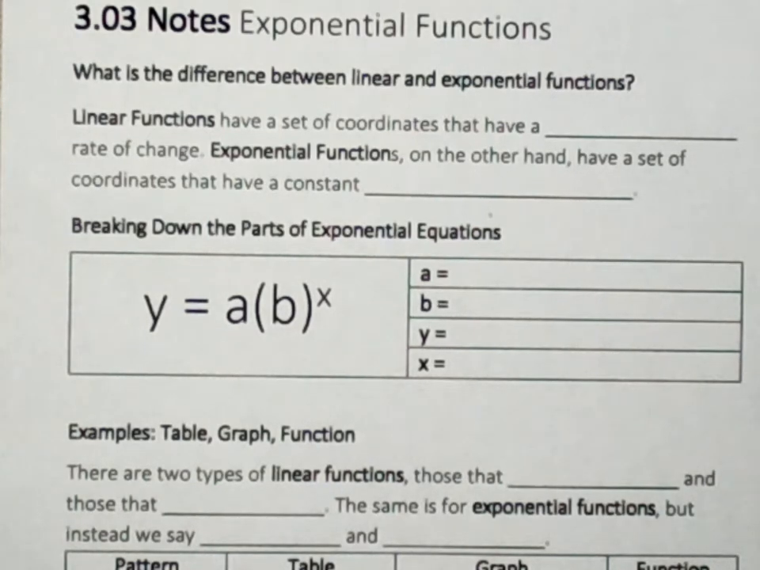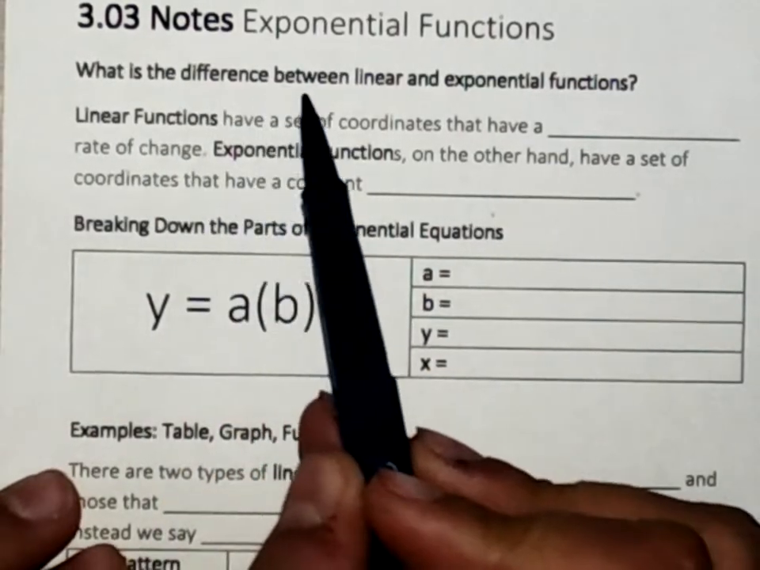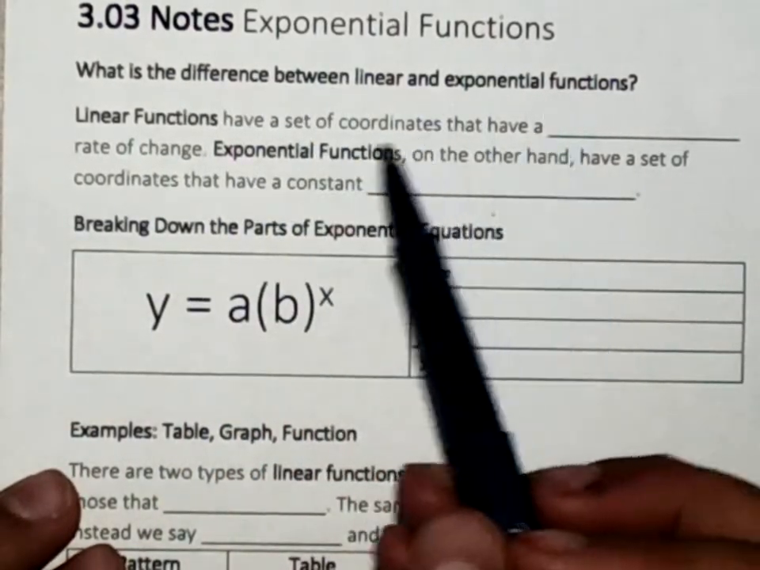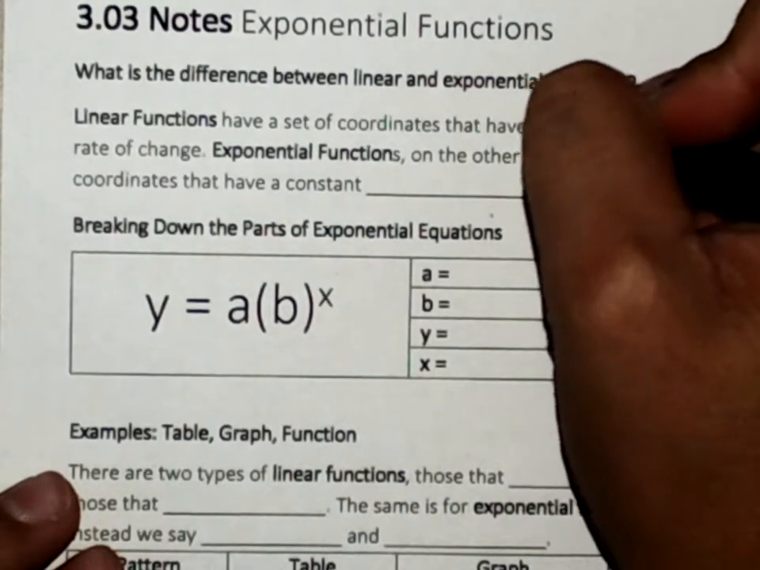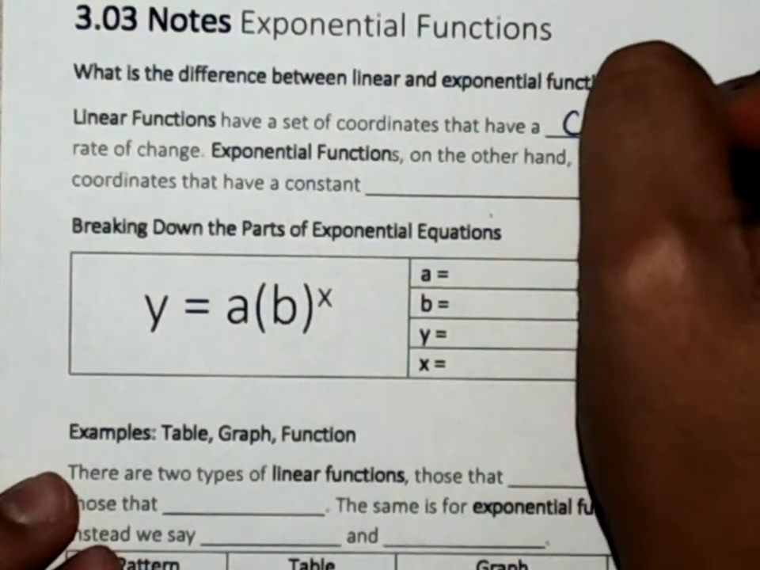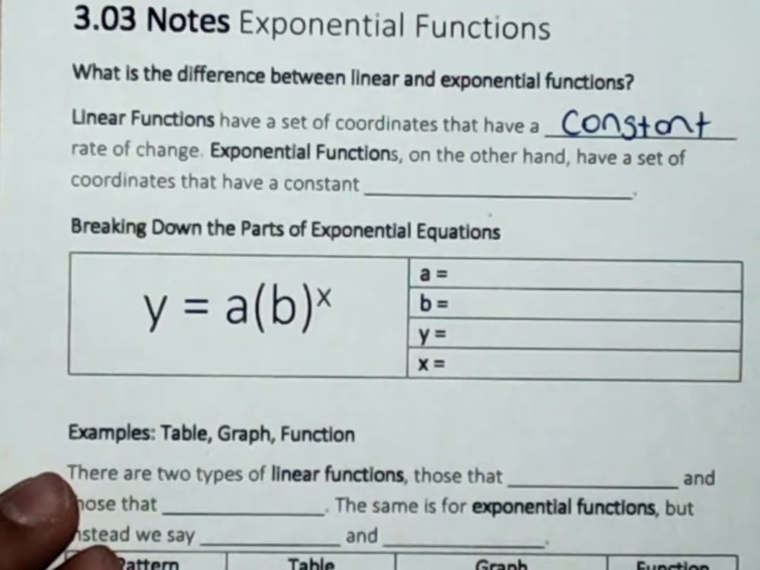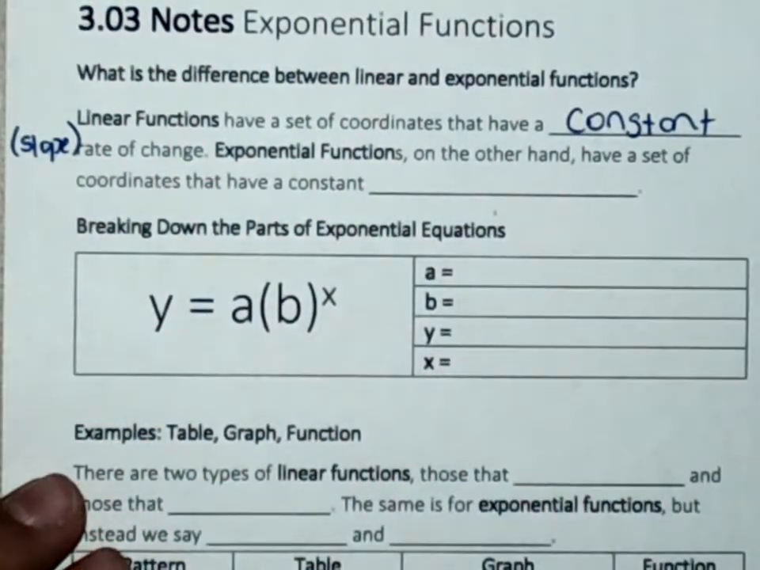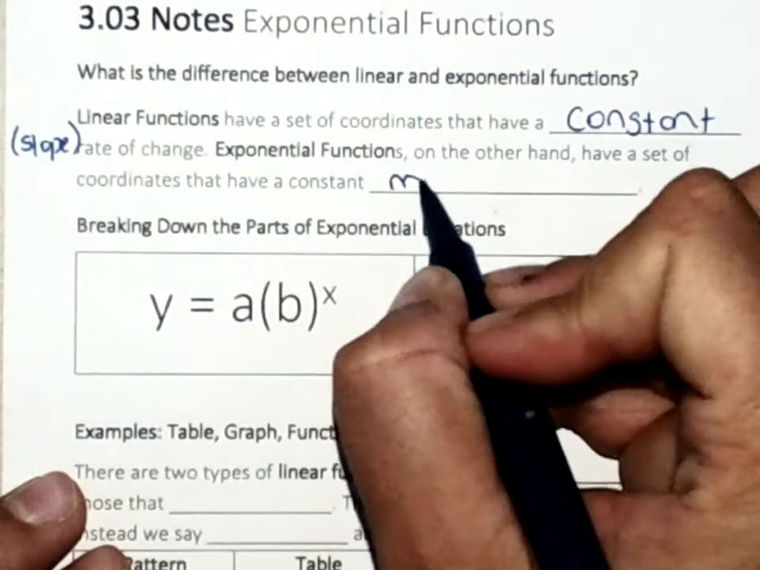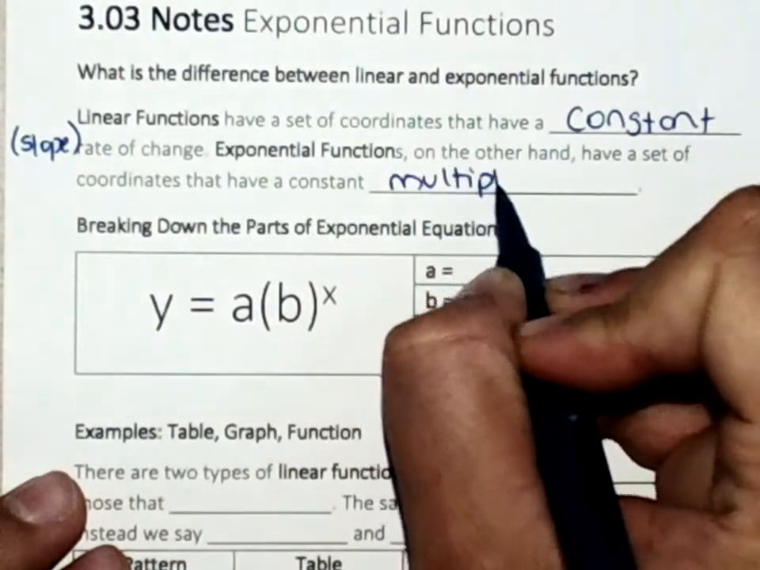In these notes, we're going to be reviewing exponential functions. What is the difference between linear and exponential functions? Linear functions have a set of coordinates that have a constant rate of change. We also call this the slope. Exponential functions, on the other hand, have a set of coordinates that have a constant multiplier.